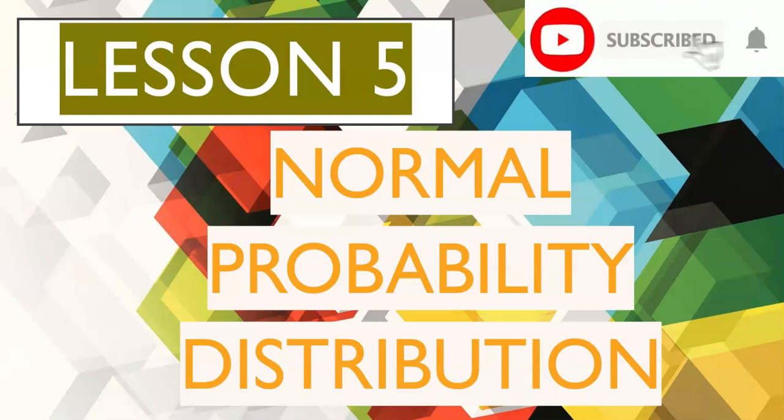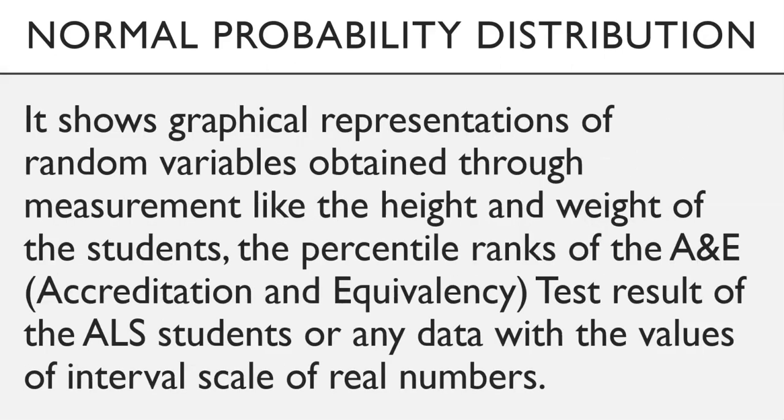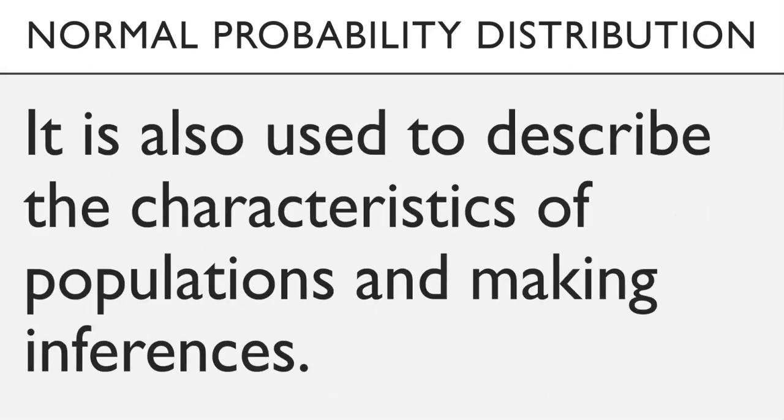Lesson 5, Normal Probability Distribution. A normal probability distribution is a probability distribution of a continuous random variable. It shows graphical representations of random variables obtained through measurement, like the height and weight of the students, the percentile ranks of the A&E test result of the AL students, or any data with the values of interval scale of real numbers. It is also used to describe the characteristics of populations in making inferences.